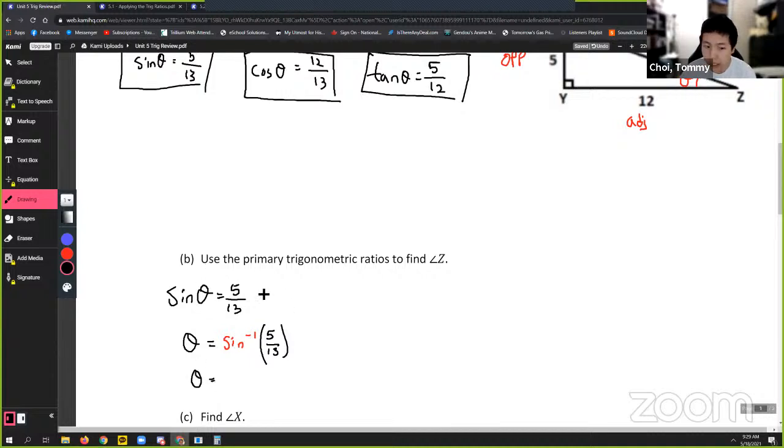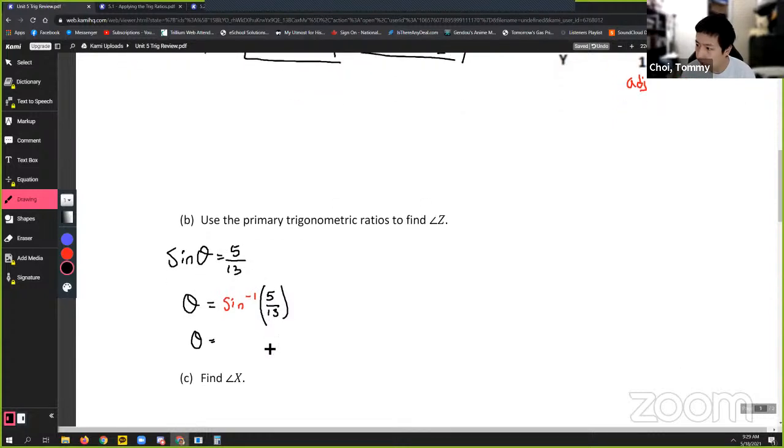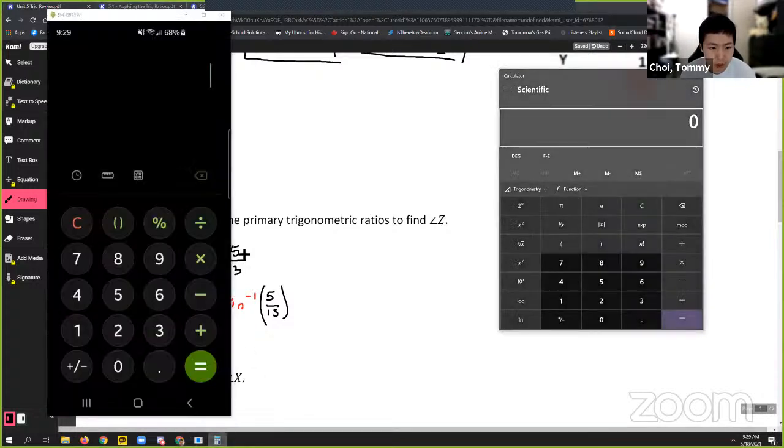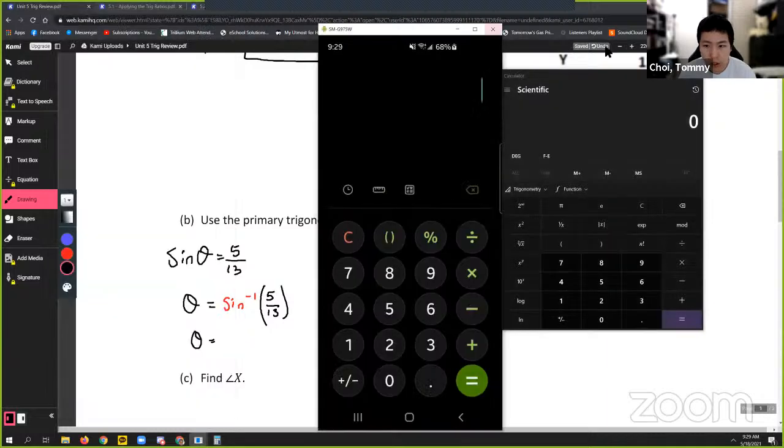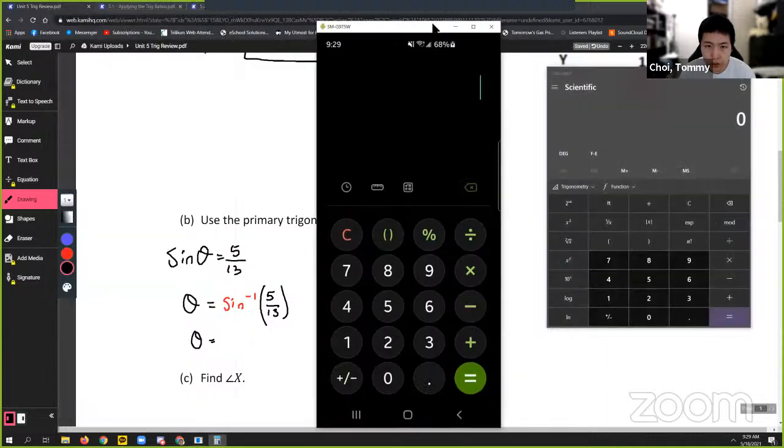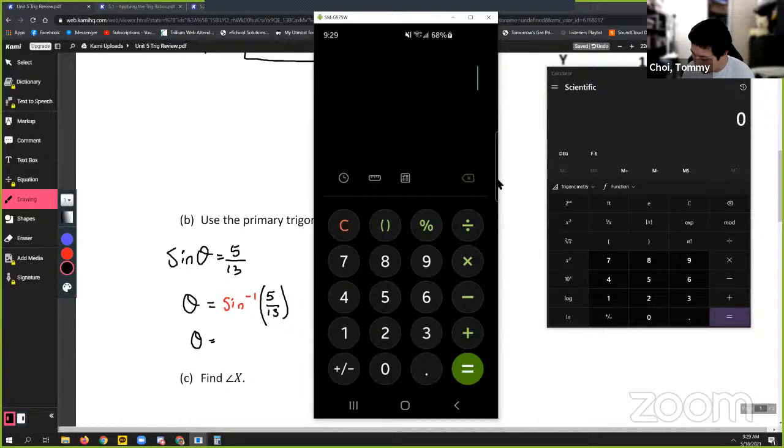And that's going to give us our answer. So now the question is, okay, how do we do that? How do we do that on a calculator? Well, I don't know how this works, so let's figure that out. So on our Android phone first. So Android calculators here.